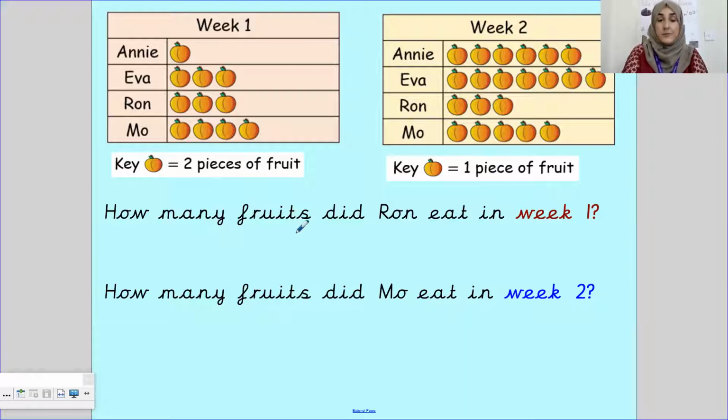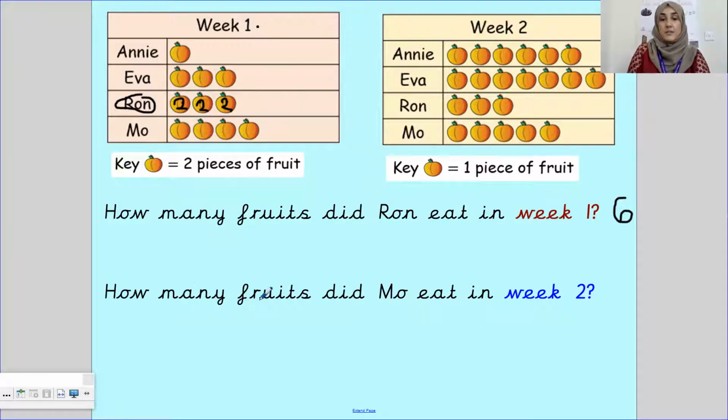Now, how many fruits did Ron eat in week 1? First, where is week 1? Can you point to it? Well done. Here it is right here. Now, where is Ron? Here's Annie, here's Eva. Right, here is Ron right here. Now, how many fruits did he eat? I'm looking at the key and it equals 2 pieces of fruit. So that's 2, and that's 2. Now I can count it. 2, 4, 6. So in week 1, Ron ate 6 pieces of fruit.